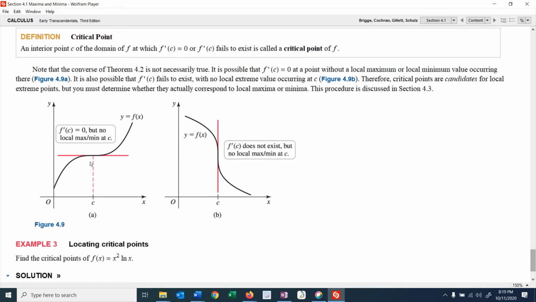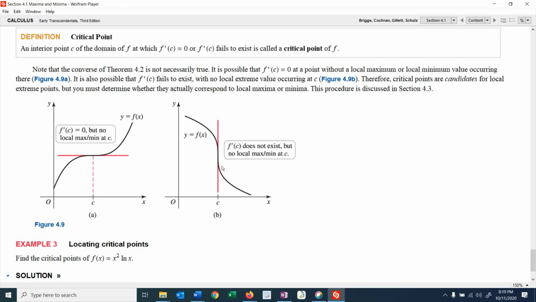So if you look at these two functions right here, or the graphs of these two functions, at this particular point c right here, you can see that the derivative at this point is 0 because the slope of the tangent line right there is 0. This is not the location of a local maximum or minimum. So just because f prime of c is 0 does not mean you have a local minimum or a local maximum at that point.